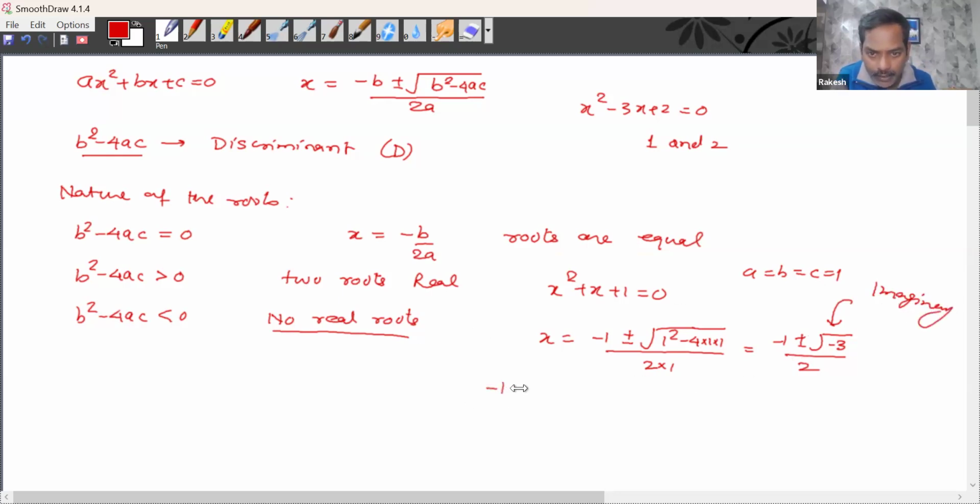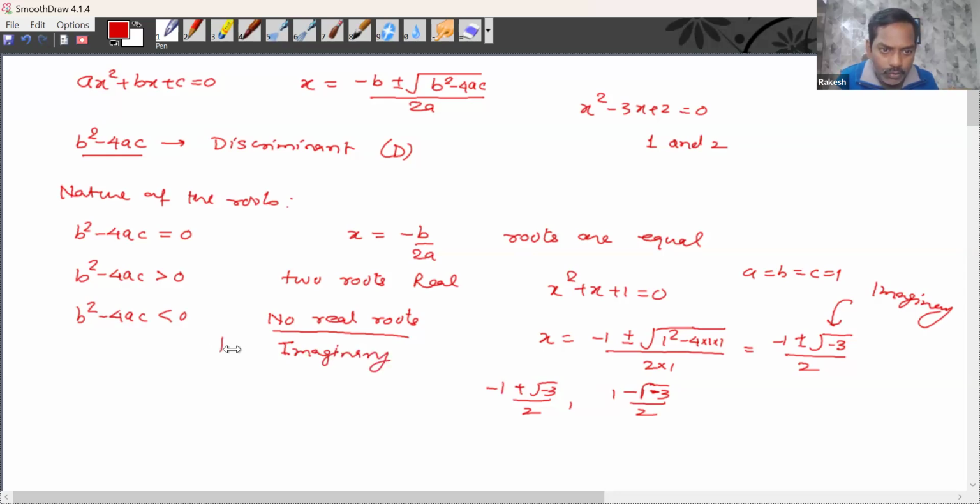Although you are getting that, we can have two roots like this. Yes or no? We can have these two roots, but none of them are real because they cannot be plotted on the real number line. So we say that these roots are imaginary roots.